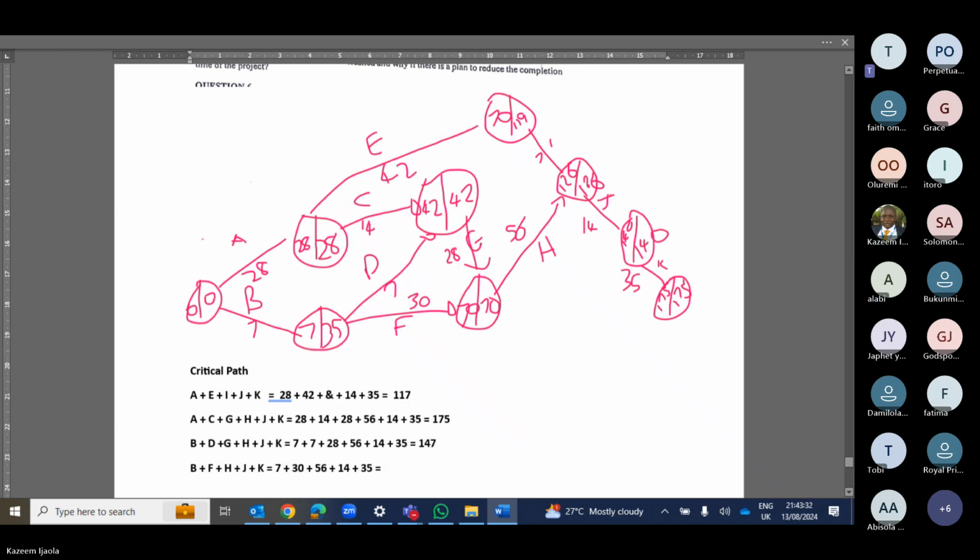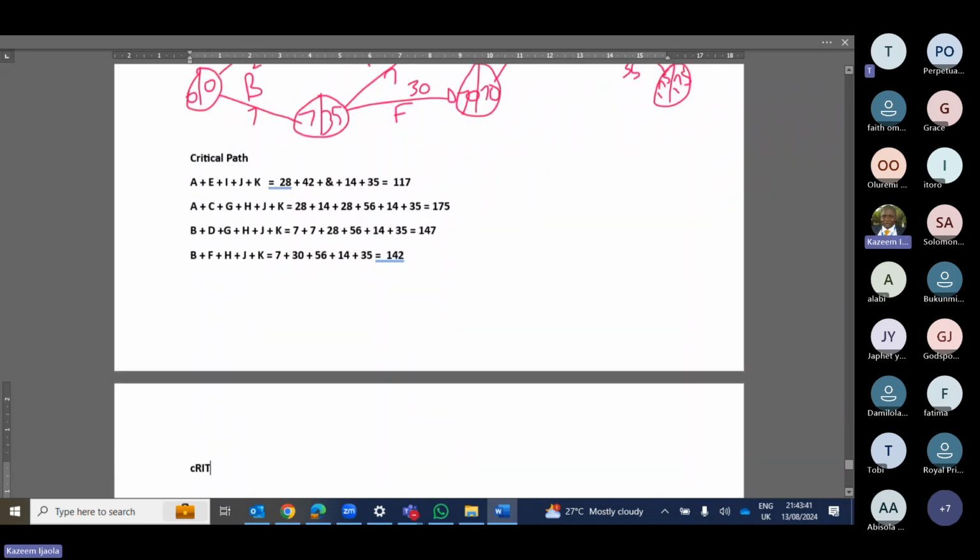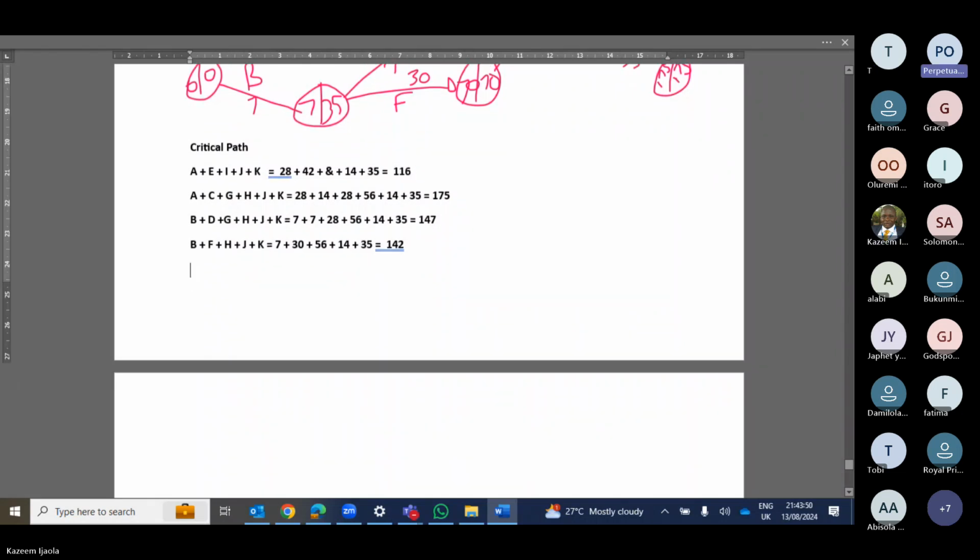Why is the last one 142? So what is our critical part? That first one is 116. So it's 126, is it not 160? Which one did I take? It's 126, and you did not include the 7. I did not include 7, Abby.